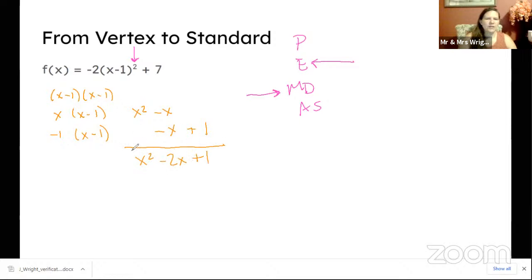Now, if you notice, when you have a perfect square, in other words, you have an expression that's being squared, all you have to do is square the first term, and that's your first term.